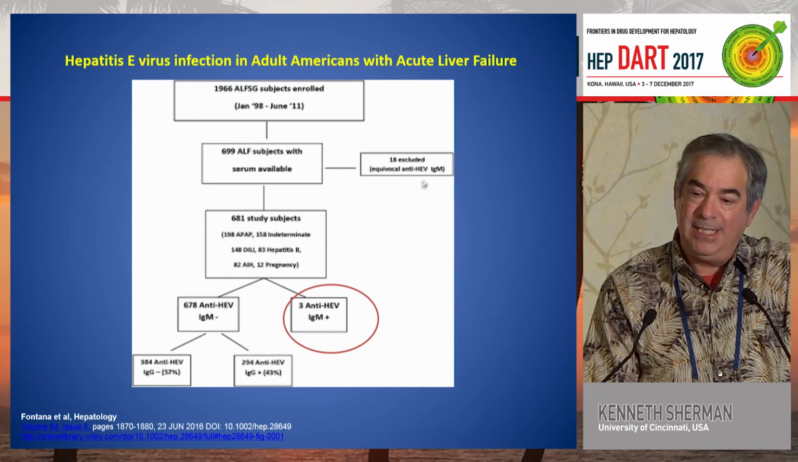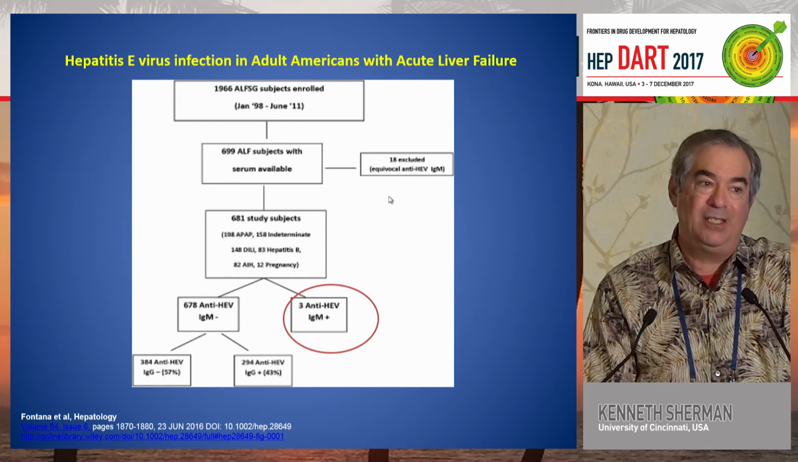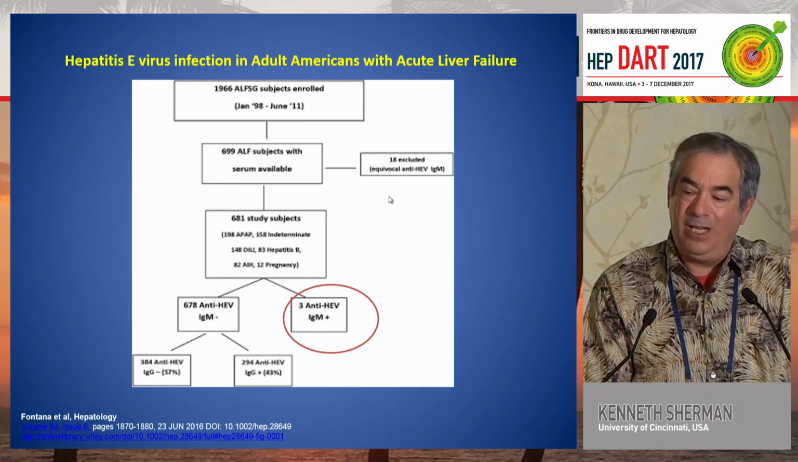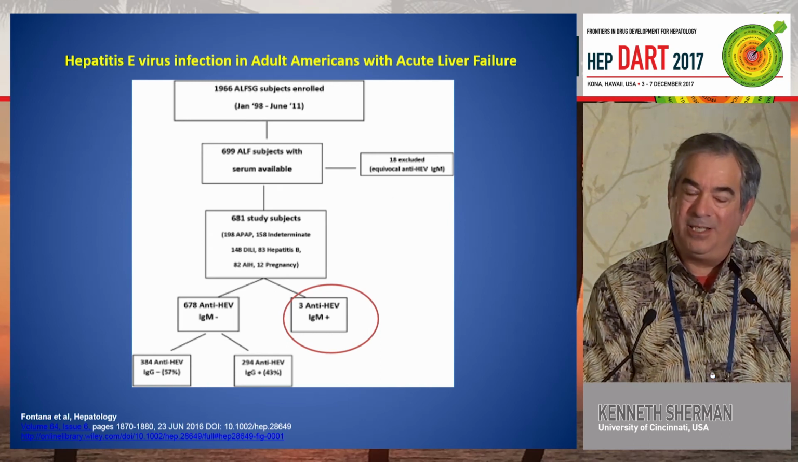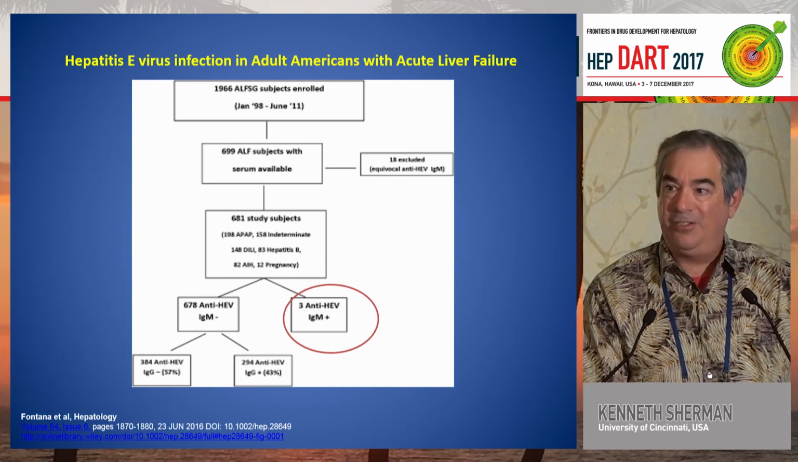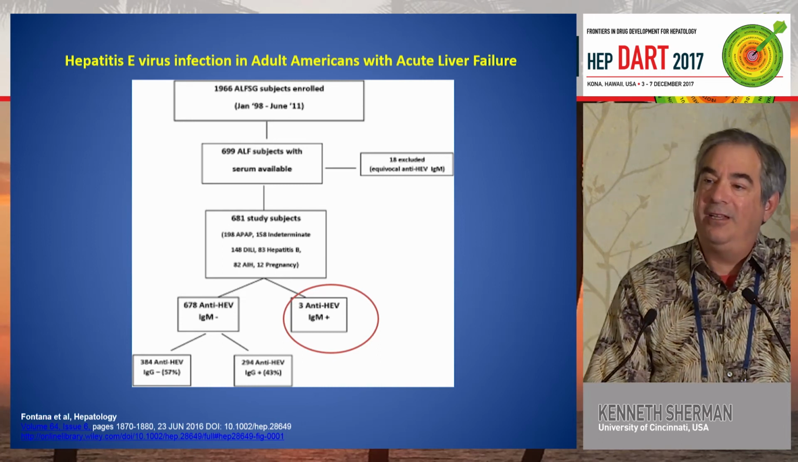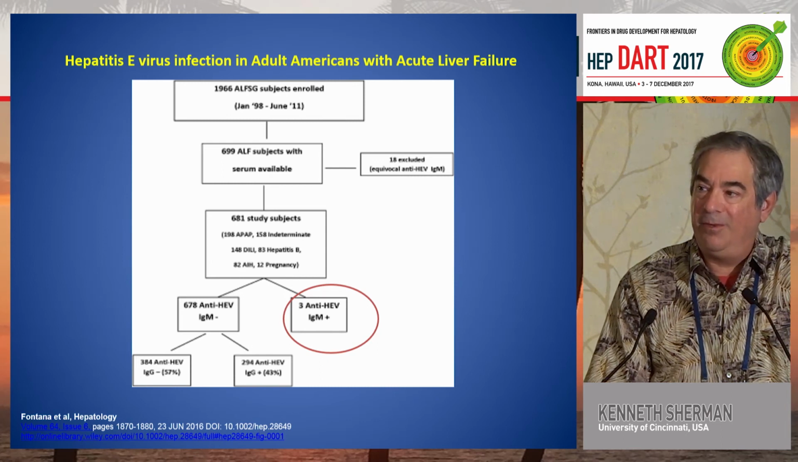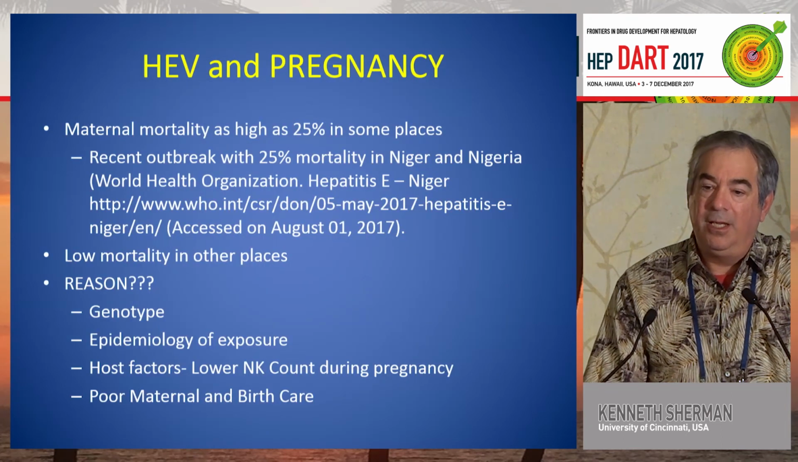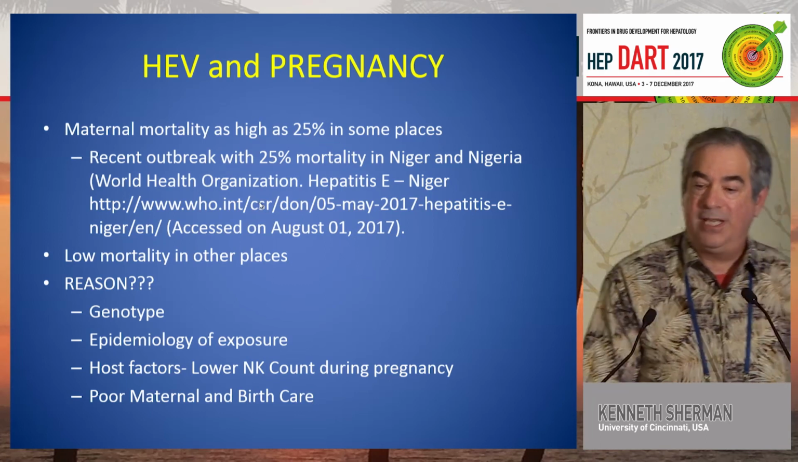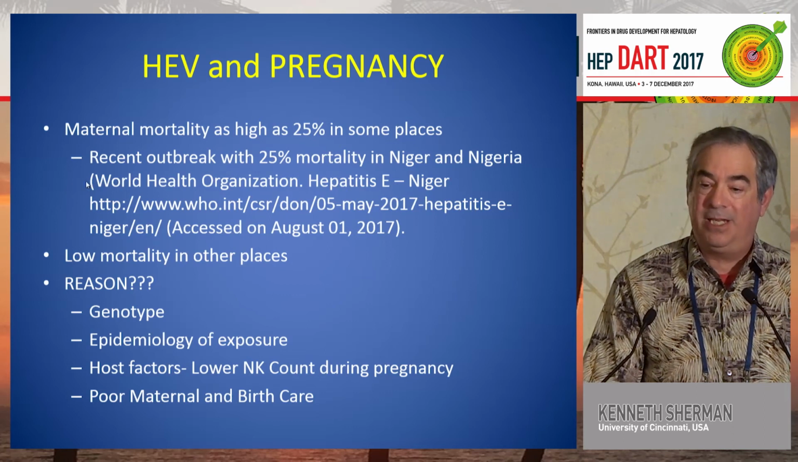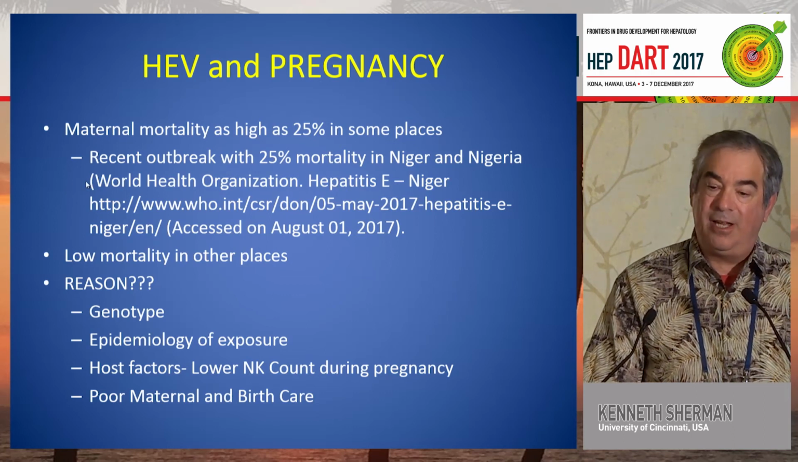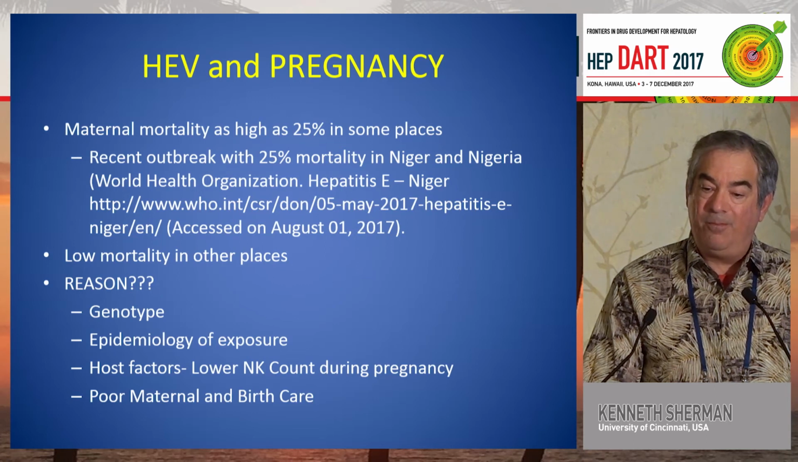However, there were 18 patients that had indeterminate test results, and if even half of those had actually been real positives, because they did not undergo the type of testing that I showed you a few minutes ago, the conclusion of this study would have indeed been different. In pregnancy, maternal mortality is as high as 25% in some places. There's a very recent outbreak this past summer in Niger and Nigeria. Low mortality has been reported in other places.